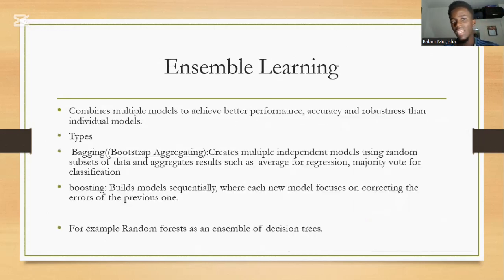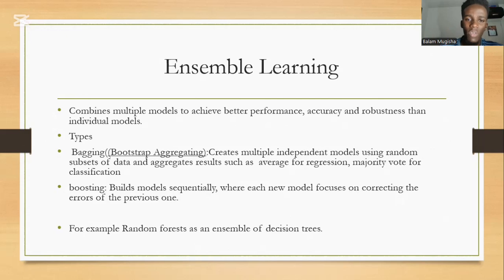So we have ensemble learning. Ensemble learning basically combines multiple models to achieve better performance and accuracy, and to increase accuracy and the robustness of individual models. So it uses these two types. We have bagging and of course boosting.